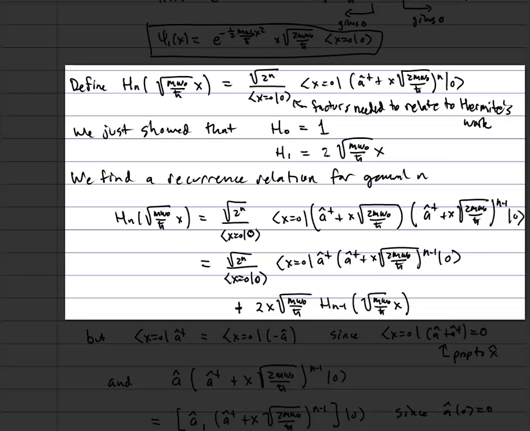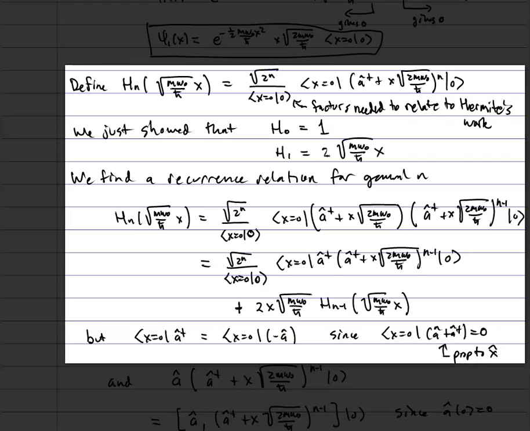I'm going to now recognize that I can pull out the term that is a number, and that's going to be multiplied by hn minus 1, and there's an extra factor of square root of 2 that I have in there, so that's going to combine with the square root of 2 in the number and give me 2x square root of m omega 0 over h bar times that hn minus 1.